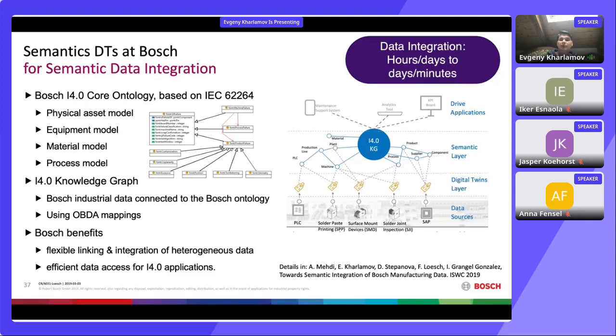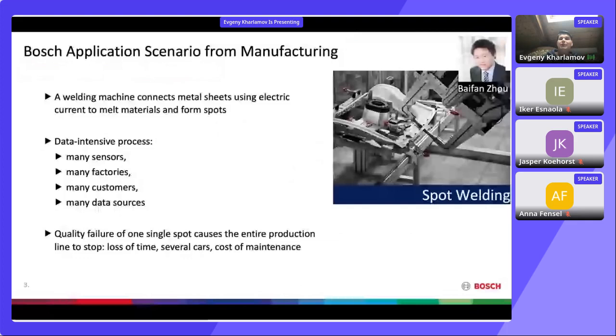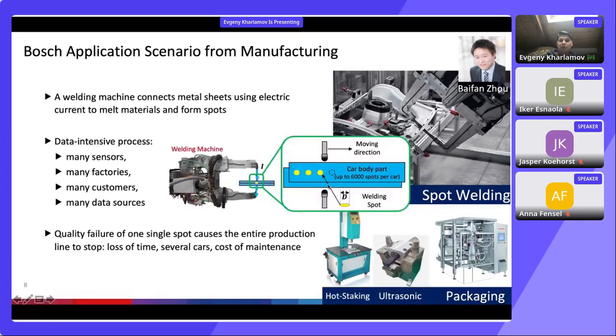Another example of impact, for welding machines, you'd like to predict the quality of these machines, which connect pieces of metal together. And there, together with the PhD student I worked with in Bosch, we developed methods to layer ontologies on top of the data from welding machines to help understand the quality of welding operations, and this made a big impact.